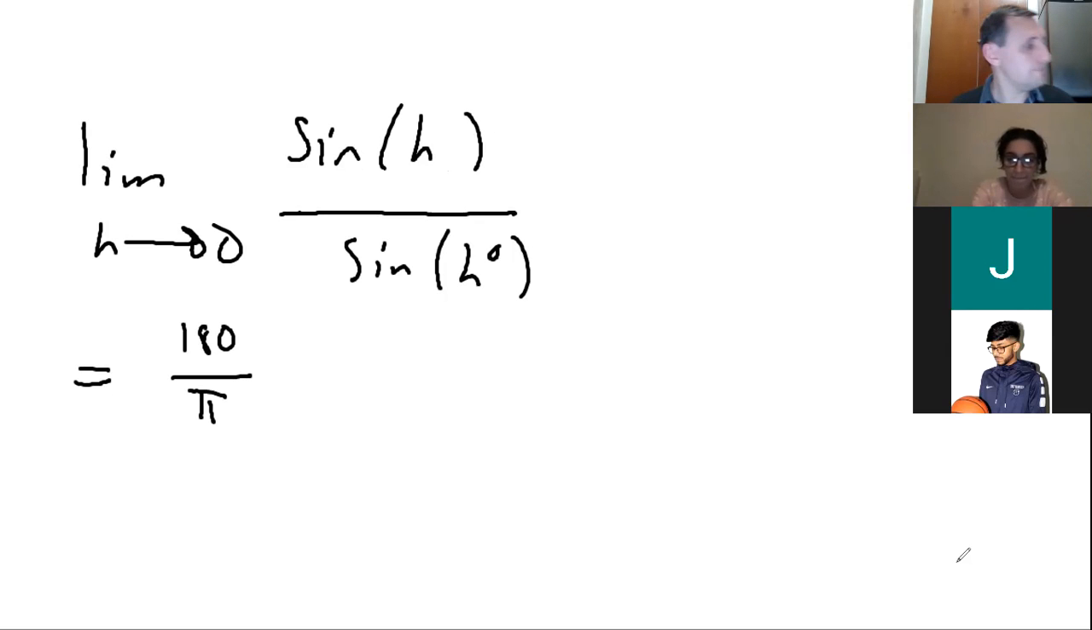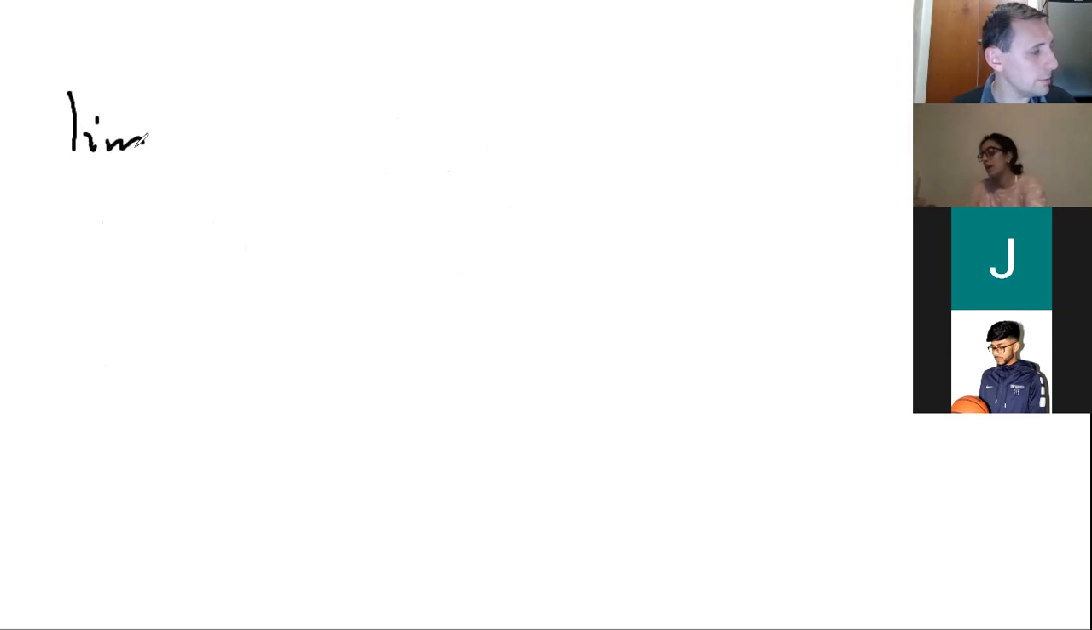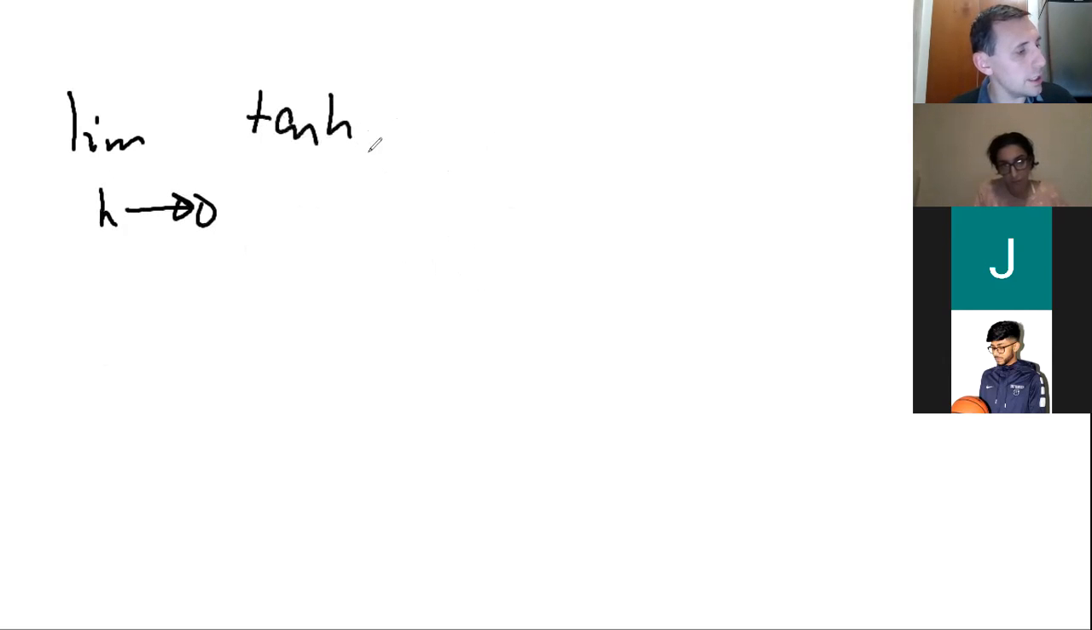Here is one more question. What about this, guys? Can you tell me what this limit is? Limit as h goes to 0 of tangent h divided by h. What is the limit equal to? And why does it equal that?